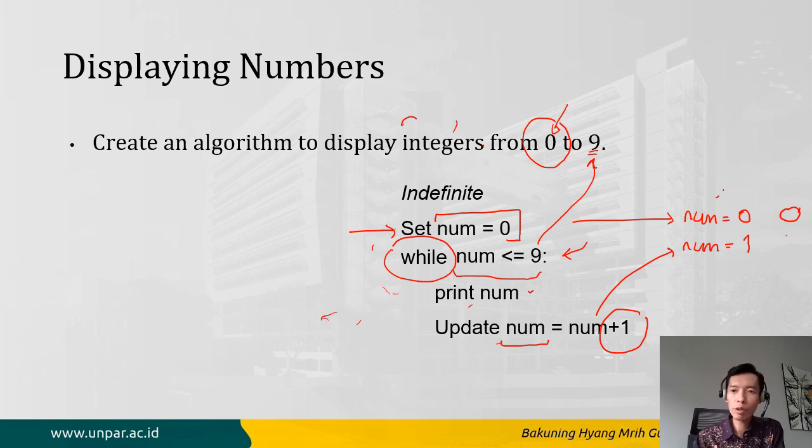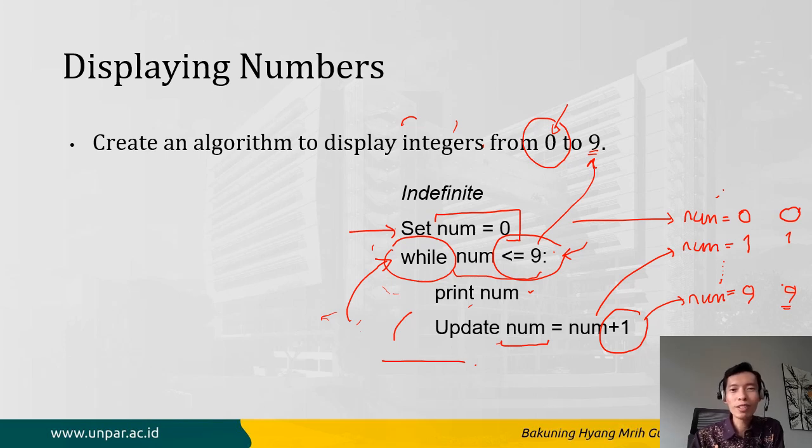1 is still less than 9, so it will print out the number, until finally we reach that after updating this, we will have num equal to 9, and then checking this condition here, 9 is still less than or equal to 9, so it will print the number. And then once we have updated this variable up to 10, it will not fulfill this condition anymore. So it will not print the number and the program will end. So that's the algorithm when we express this idea in terms of an indefinite loop.